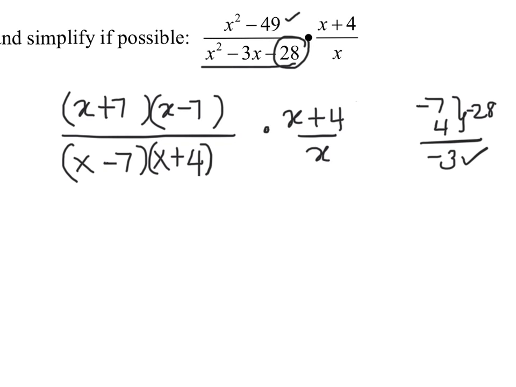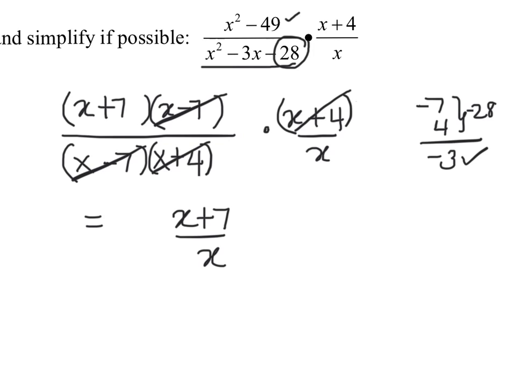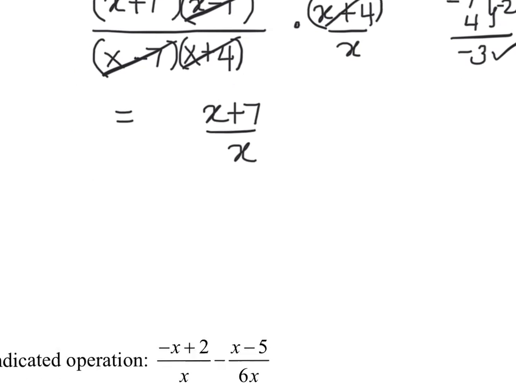Now, once I see that, remember what I told you, you can take out the x plus 4 together. So x plus 4 cancel each other, x minus 7 cancel each other. What am I left with? I'm simply left with x plus 7 over x. Remember, doing problems like this, you have to take your time. Do not rush. The more you rush, the more chance you're going to make a mistake. Moving on to the next problem.